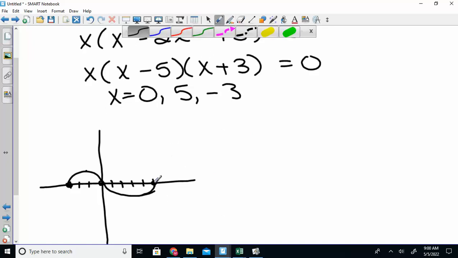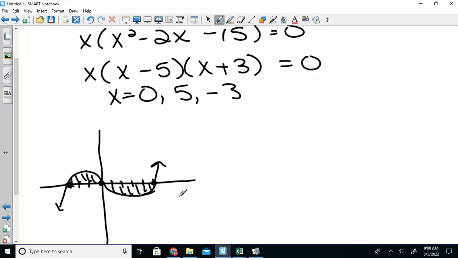So your graph looks something like this. I'm trying to find these areas. But you have to be careful. You can't just integrate from negative 3 to 5, because what that will do is count this as a positive and that as a negative and subtract them. Because I said the total area enclosed, that's like asking for the absolute value. So we have to do pieces.